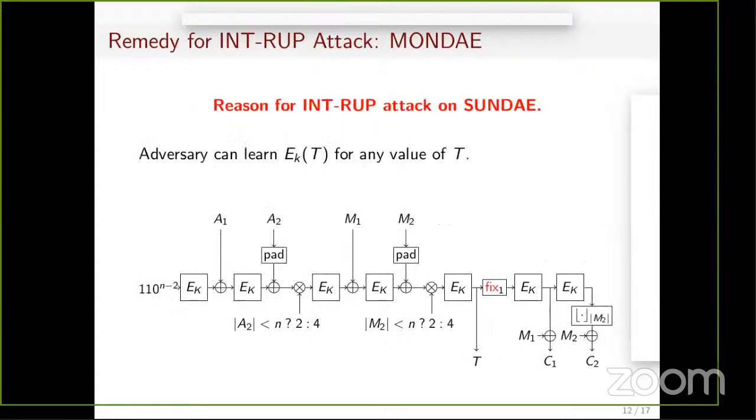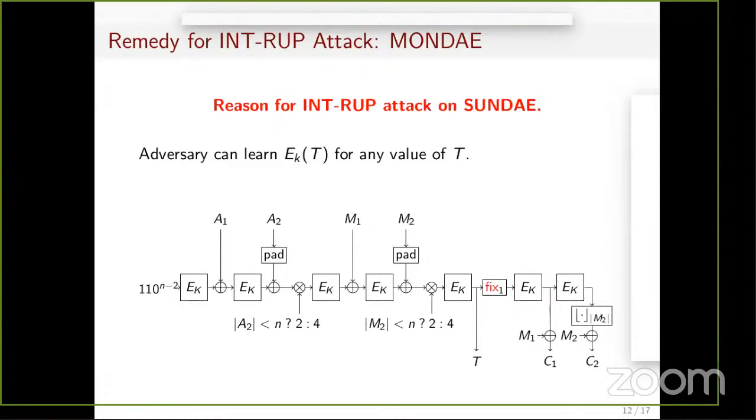Well, the fundamental feature of mounting the inter-UP attack on Sunday is that the adversary can learn the encryption value of the tag T, and the tag is controlled by the adversary because we are dealing in the inter-UP setting, right? So in order to mitigate this attack, we have proposed a simple fix on the construction and proposed our construction, which we call Monday.